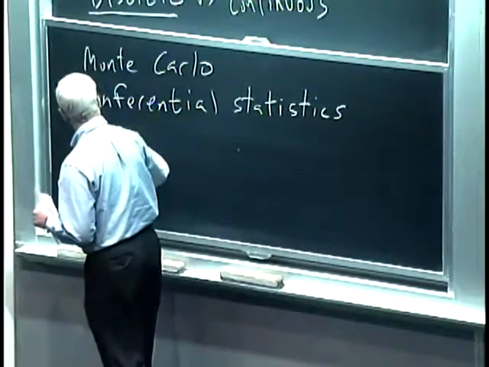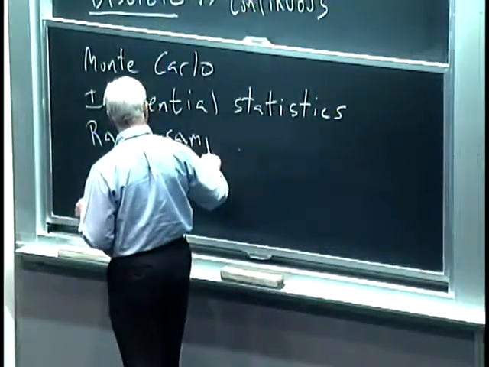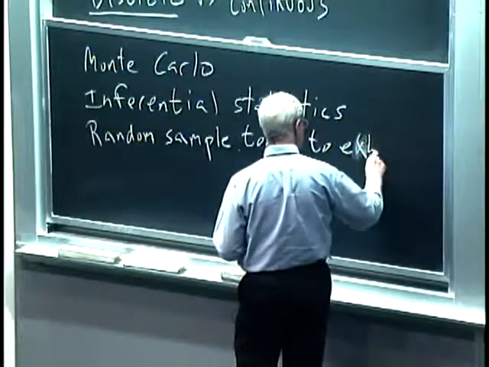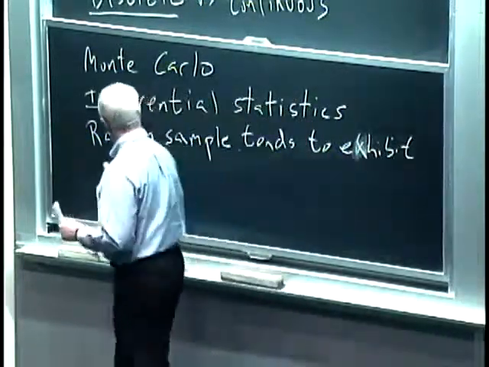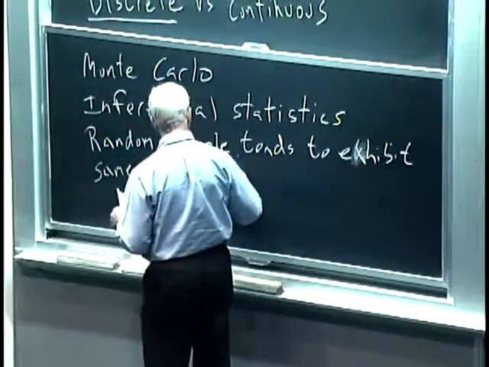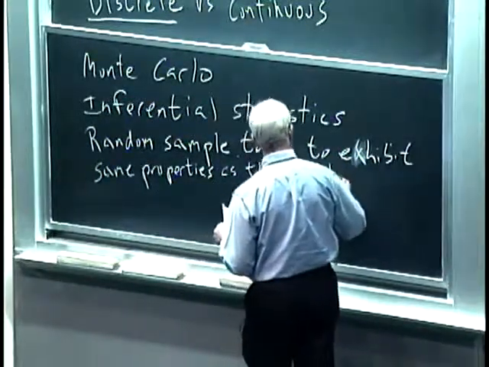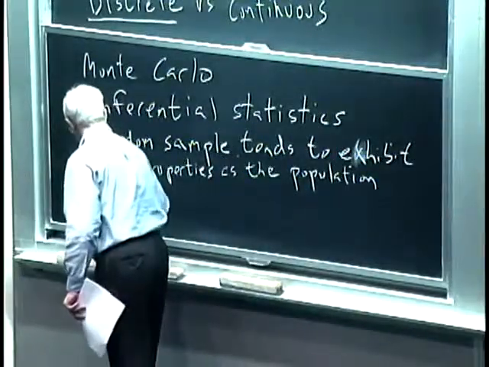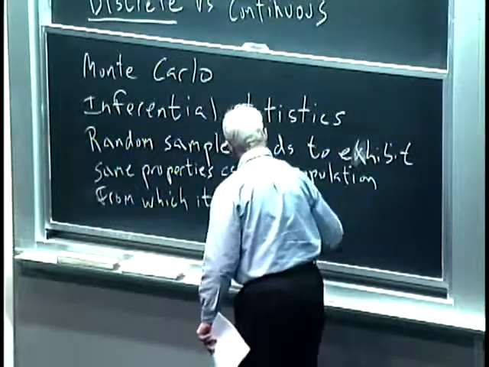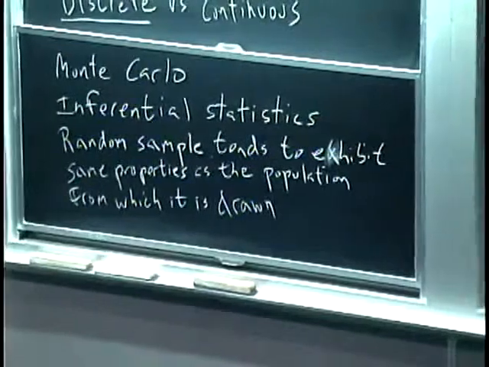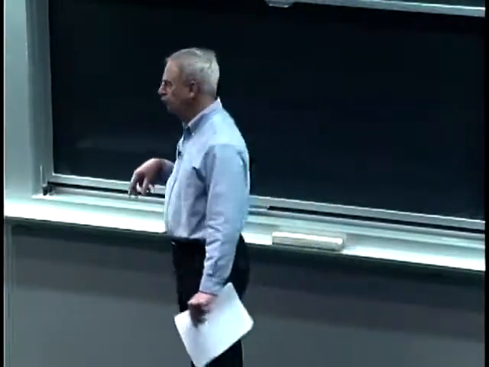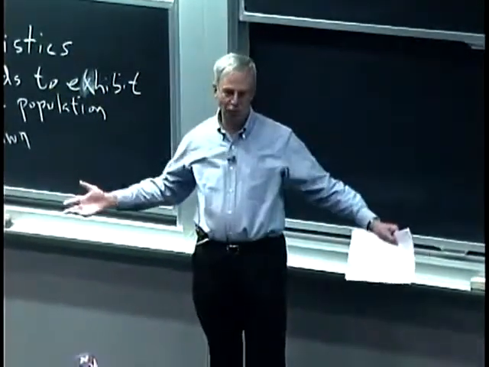And that property is that a randomly chosen sample tends to exhibit the same properties as the population from which it is drawn. So you take a population of anything, red balls and black balls, or students, or steps, and at random draw some sample, and you assume that that sample has properties similar to the entire population.